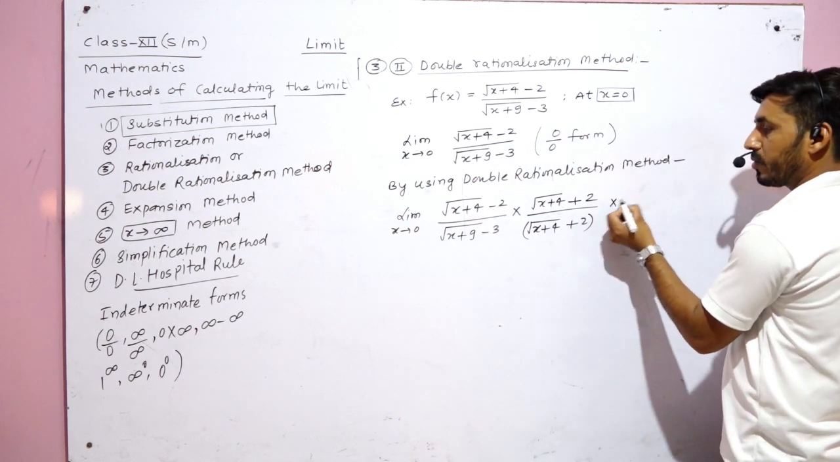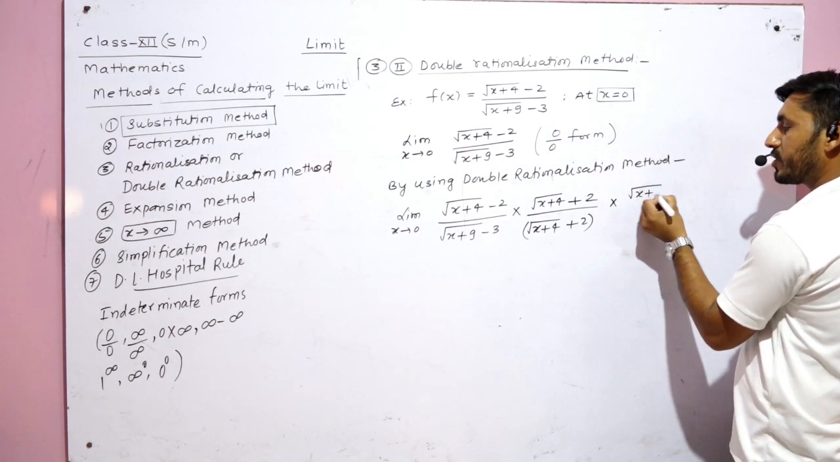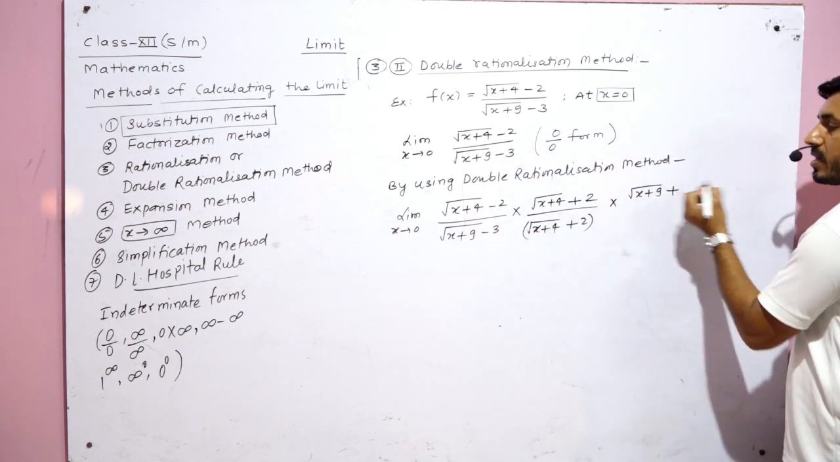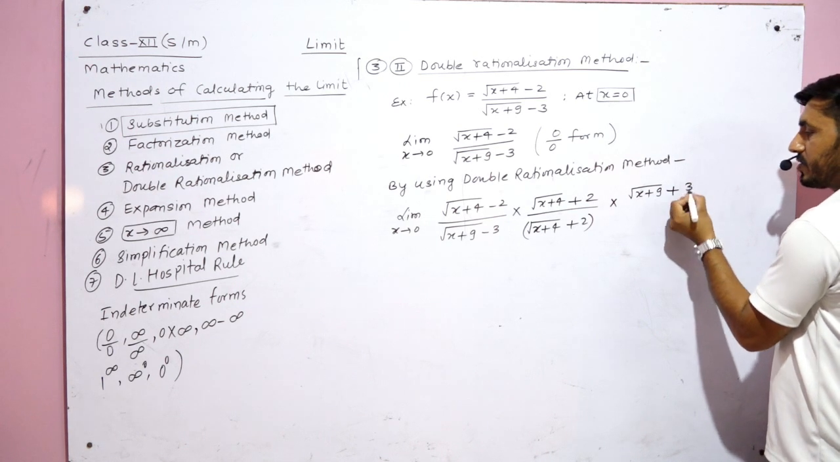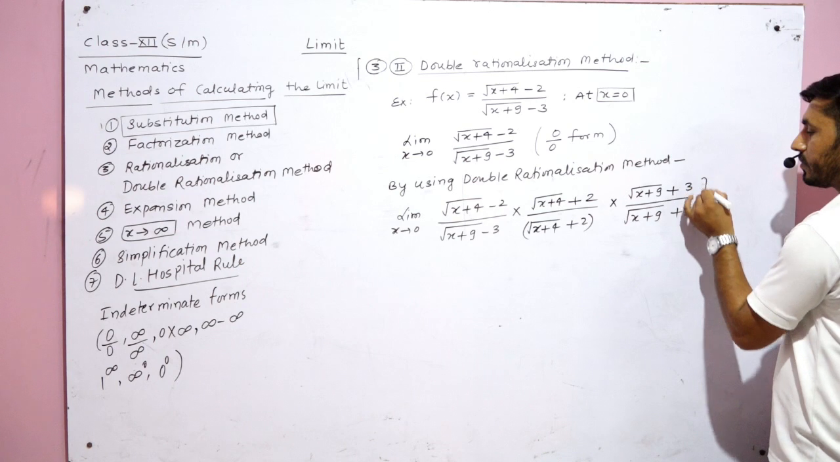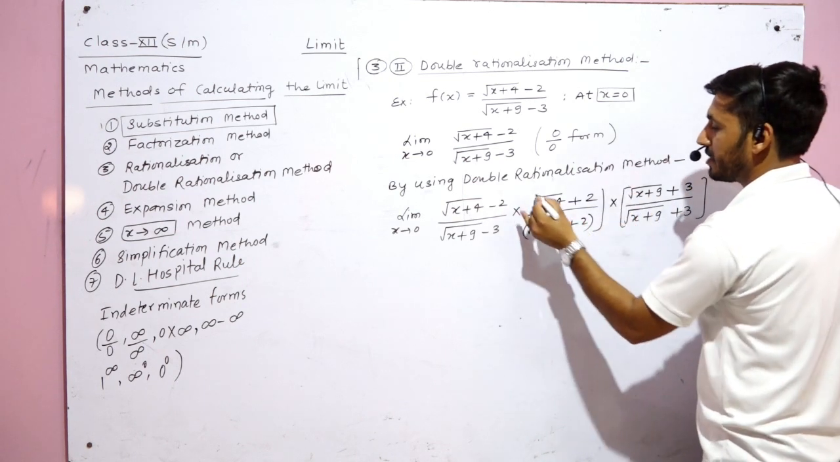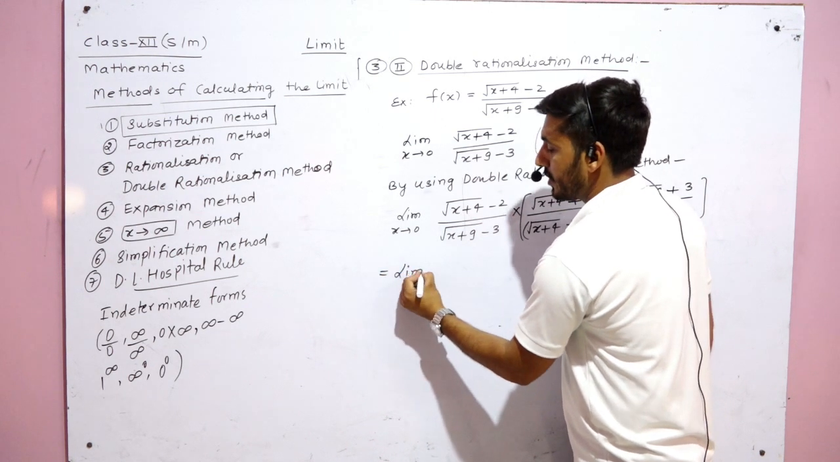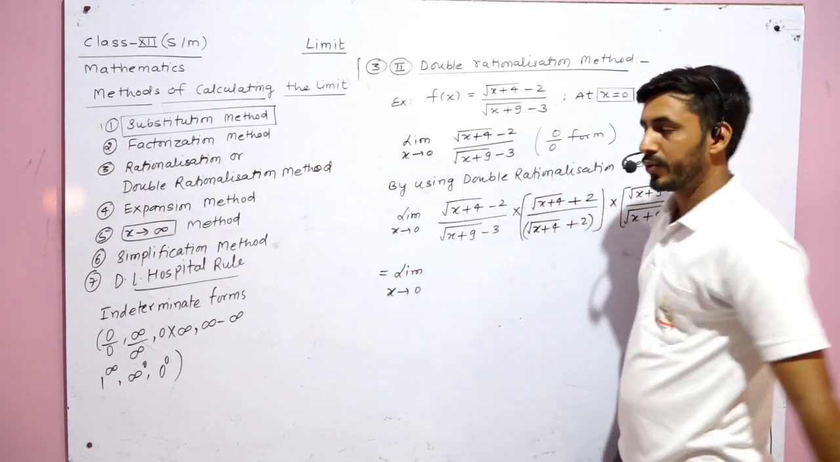Again we will think about the rationalization of this term also. Okay, then we have to multiply by root of x plus 9. Here the given sign is minus, that's why we will take the sign of plus 3 upon root of x plus 9 plus 3. This is the rationalization of this term. Okay, then we will solve the limit as x tends to 0.